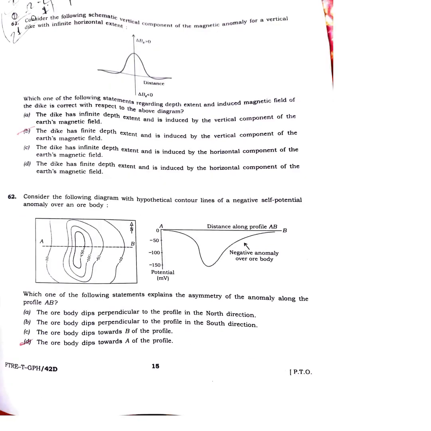Consider the following schematic vertical component of a magnetic anomaly of a vertical dike with the infinite horizontal extent. So B. The dike has a finite depth extent and it is induced by the vertical component of the Earth's magnetic field. 62 question. Consider the following diagram with the hypothetical contour lines of a negative self-potential anomaly over an ore body. Okay, so D is the correct answer. Ore body dips towards A of the profile.